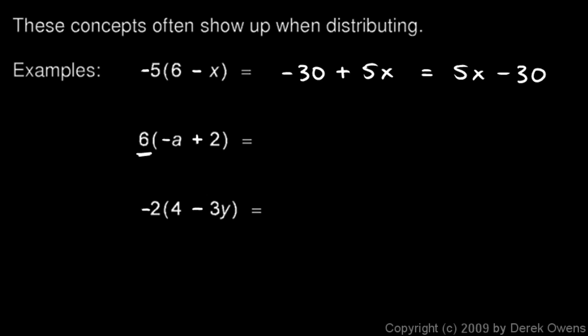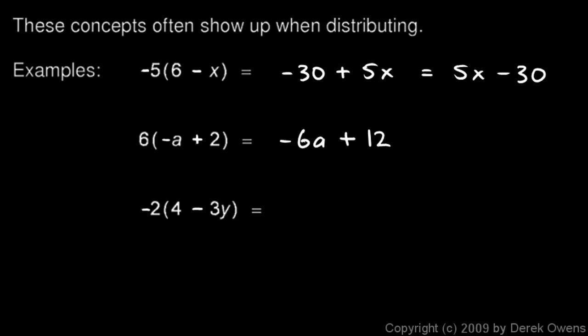We're going to distribute the 6 across this negative a plus 2. So we're going to do 6 times negative a plus 6 times 2. So 6 times negative a is negative 6a. That's negative 6 times a. We have a single negative sign when we're multiplying those two things together, so we get a negative sign there. Then we have a plus, so I'll write plus, and then the 6 times 2 is 12. And that's my answer, negative 6a plus 12.